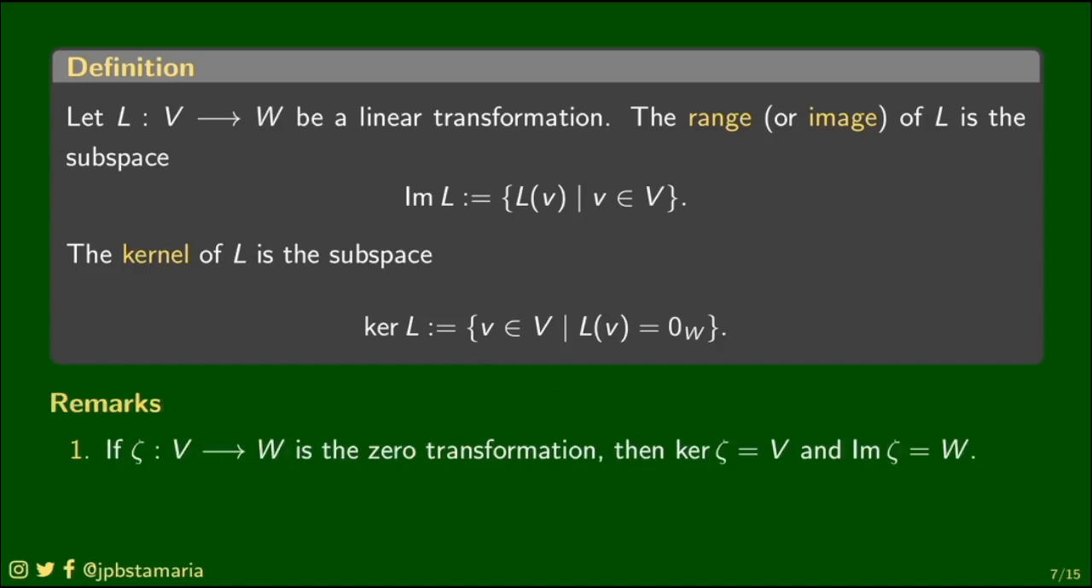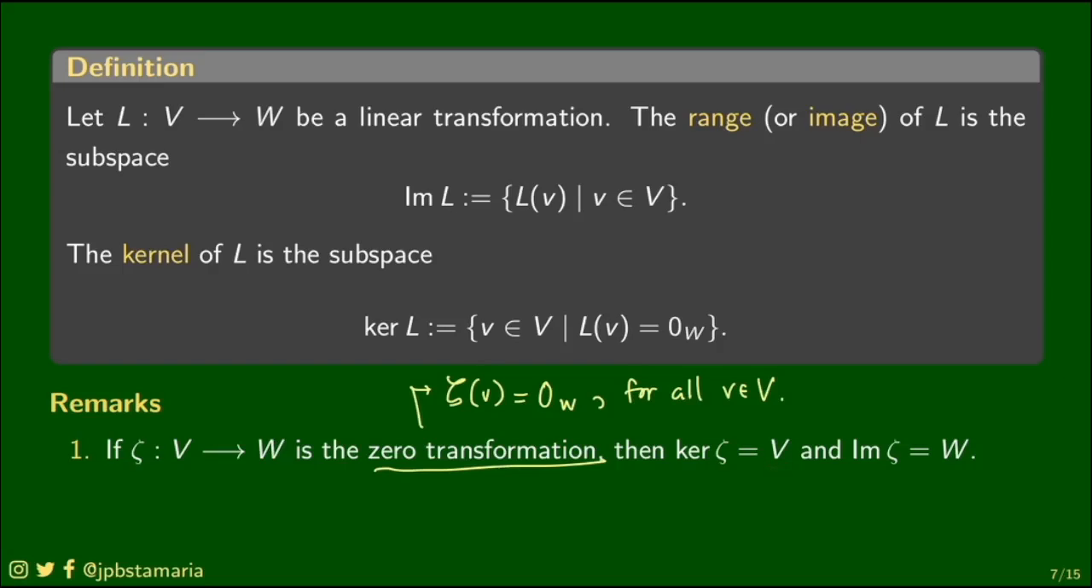We have the following remarks. If zeta denotes the zero transformation from V to W, now we know what the zero transformation actually does. The zero transformation sends everything in V to 0 in W. So in this case, it follows that the kernel of the function zeta is the entire V because everything in V is mapped to 0 of W.